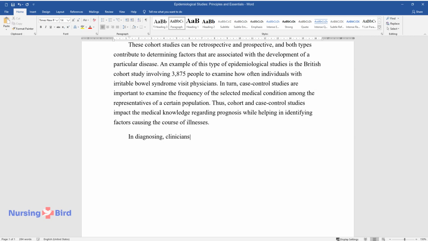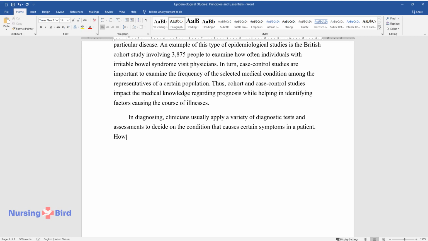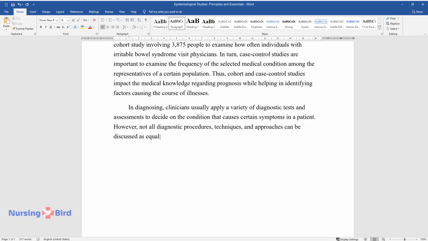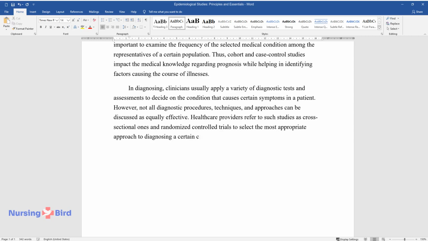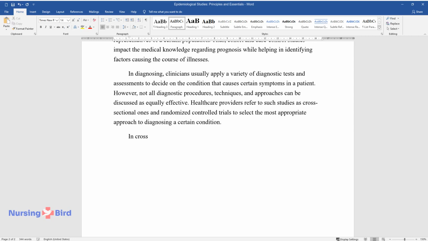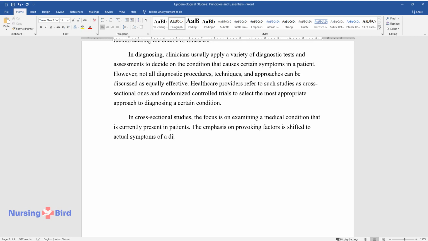In diagnosing, clinicians usually apply a variety of diagnostic tests and assessments to decide on the condition that causes certain symptoms in a patient. However, not all diagnostic procedures, techniques, and approaches can be discussed as equally effective. Healthcare providers refer to such studies as cross-sectional ones and randomized controlled trials to select the most appropriate approach to diagnosing a certain condition. In cross-sectional studies, the focus is on examining a medical condition that is currently present in patients. The emphasis on provoking factors is shifted to actual symptoms of a disease.